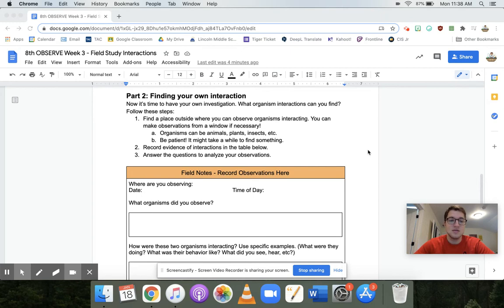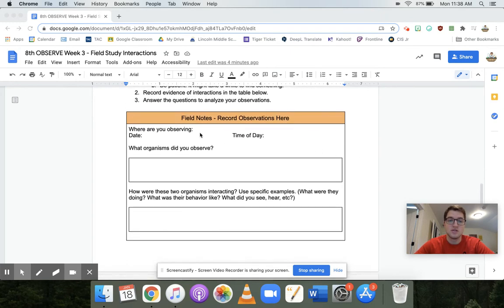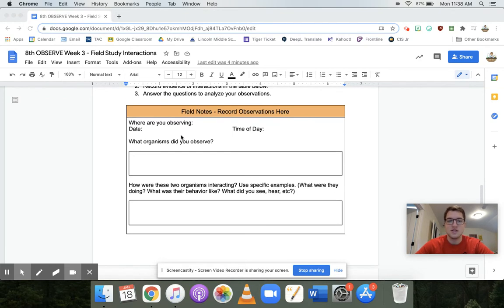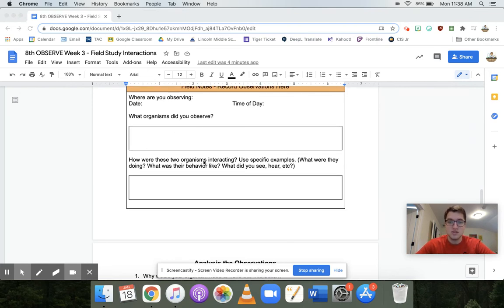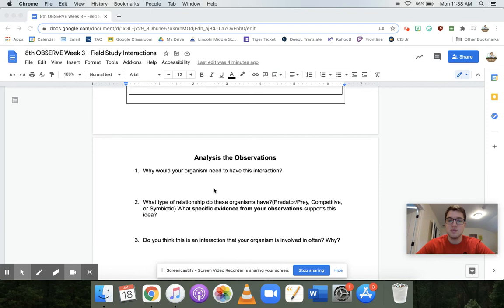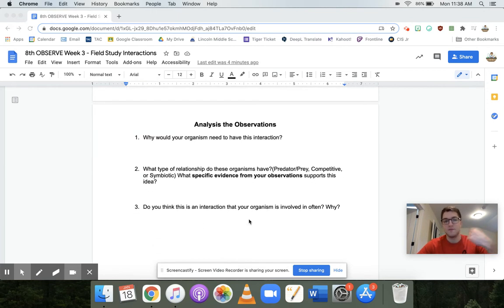So you're doing a similar thing where we're recording our observations. You need to tell me where you're observing, the time of day, and the date so that I can get a sense of when this is happening, because we know organisms interact differently at different times of the day. And then you're doing the same observation questions and the same analysis questions. Probably the first part was a practice for the second part where we really get to do it with our own observations.